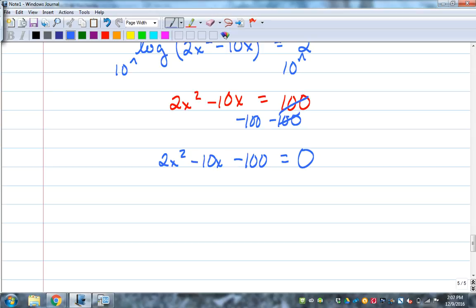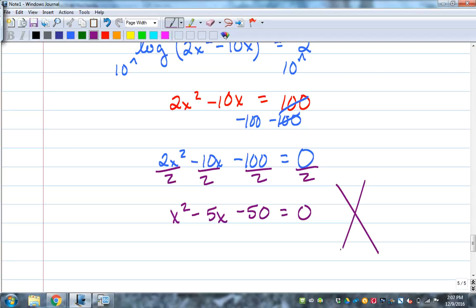What could we do to make this easier? We'll do the x method, but let's divide by 2 first because everybody's even. That'll make it easier to do the x method because we get smaller numbers. So divide by 2. X squared minus 5x minus 50 is equal to 0. And then the x method would be a good way to do this one. I think this one factors really well.